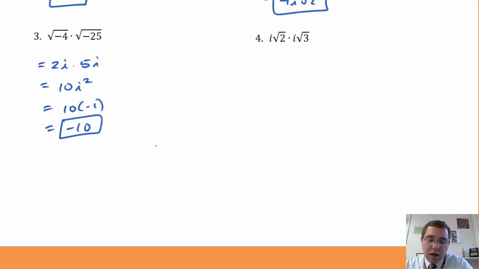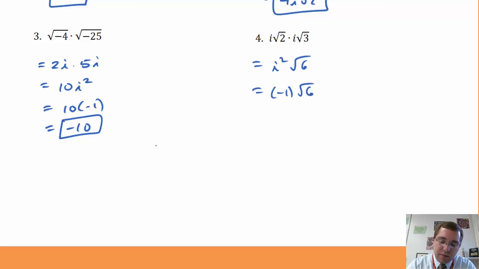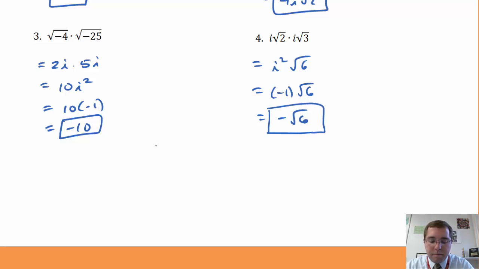That's cool. Number 4, i times the square root of 2 times i times the square root of 3. I'll have i squared times the square root of 6. Can't do anything with the square root of 6, but I can do something with the i squared, because i squared is negative 1. So it's negative 1 times the square root of 6, but that's just negative square root of 6, which, again, is a real number. It's an irrational number, but it's a real number.